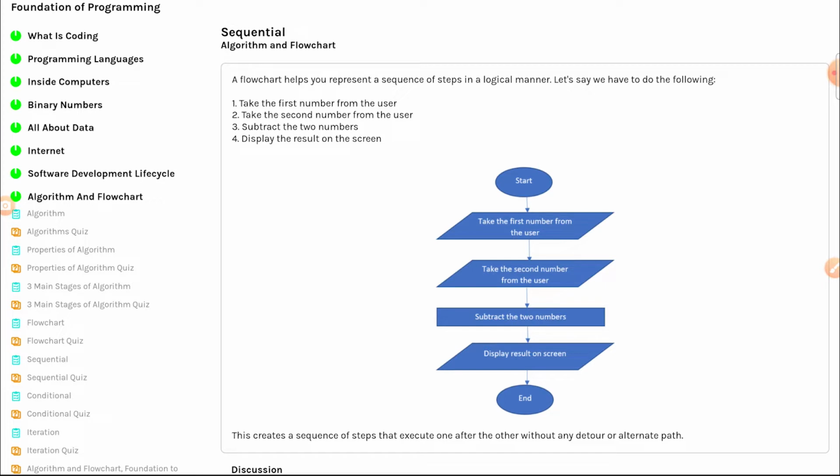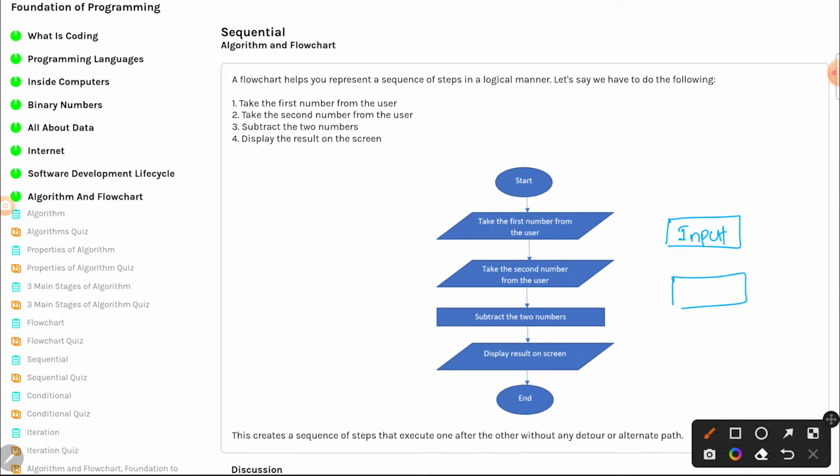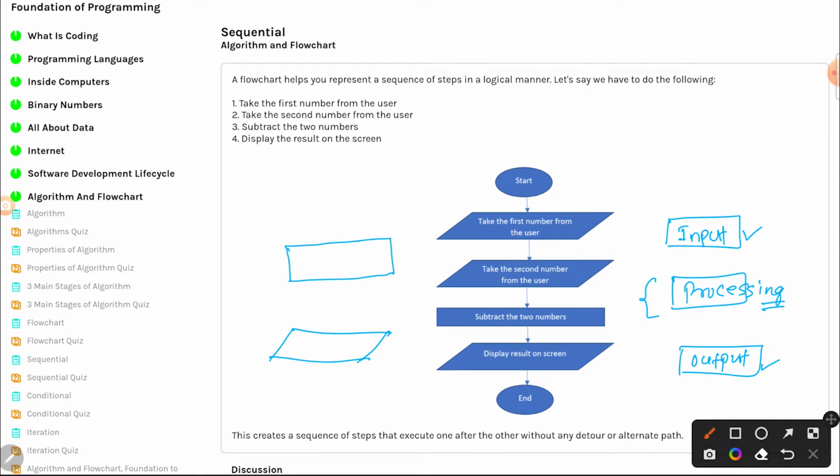Let's begin. In the previous class, we learned that an algorithm has three parts: input, processing, and output. We also learned that input and output usually are represented by a parallelogram. And in the processing part, most of our instructions go in the processing. We also learned that we use a rectangle to denote a step. Now let's learn this with an example.